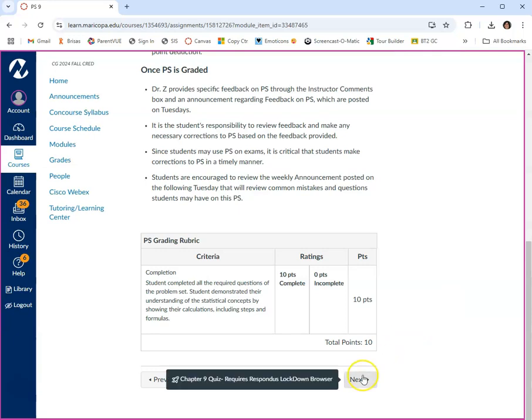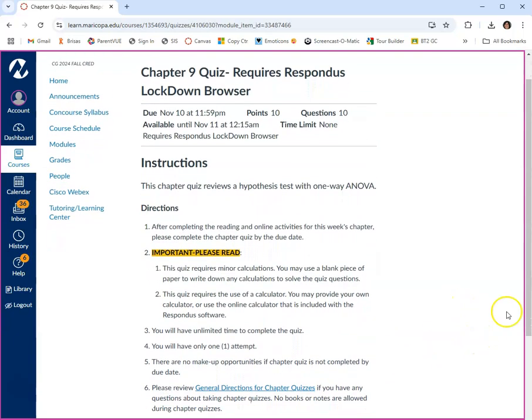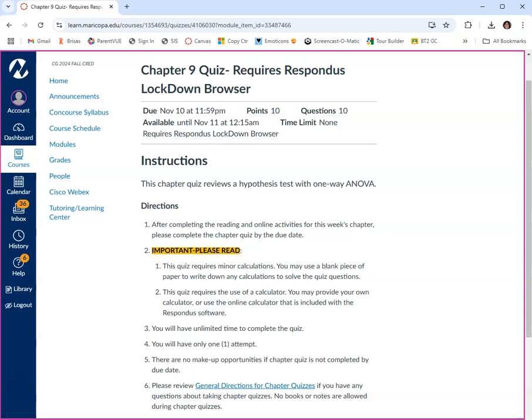And the last assignment is the chapter quiz. I will want to point out that this quiz may require simple calculations and the use of a calculator. Please make sure to complete the reading and online activities for this week's chapter before taking the quiz.